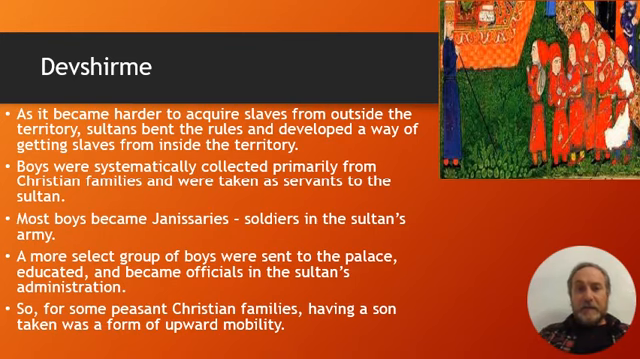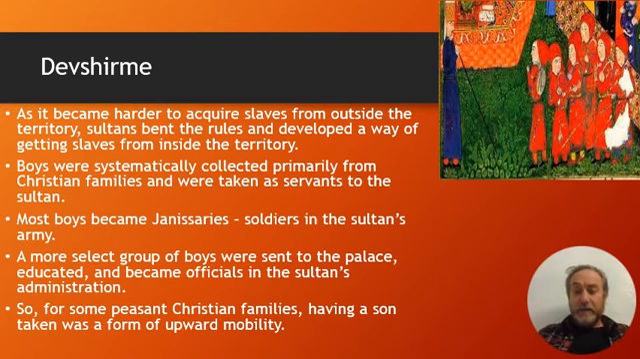And this is the practice of devshirme, which became a way of acquiring slaves. How this worked was boys were collected from primarily Christian families, taken from their families and into the palace, and taken as servants to the Sultan. Most of them became soldiers, janissaries. A more select group would go to the palace, be educated, and become officials in the Sultan's administration.